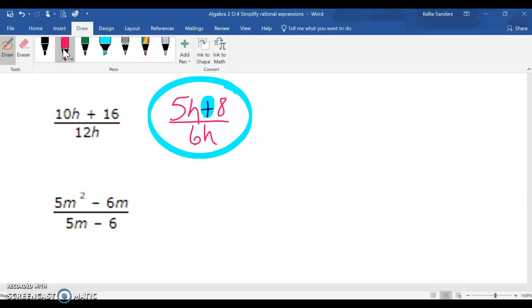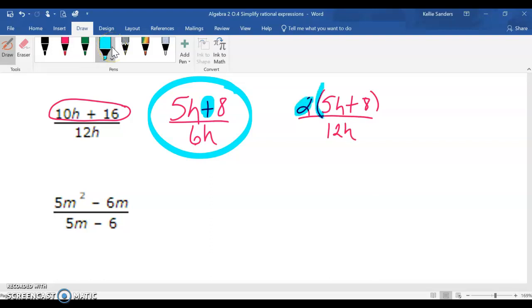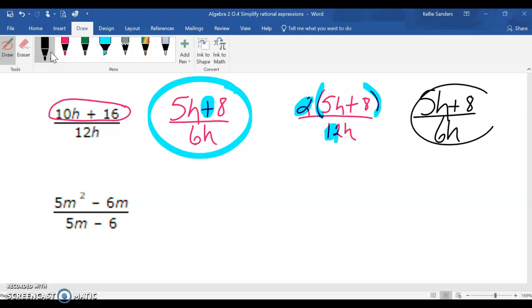But if I look at 10h plus 16, okay, well, there's a 2 in it. And that would leave me with a 5h plus 8. And I can't do anything to the bottom because it's just one term. And see, now this 2 is being multiplied, so I can reduce the 2 and the 12. And that would leave me with a 1 on top, so that just leaves 5h plus 8 over 6h. So that's one way of doing both of them.